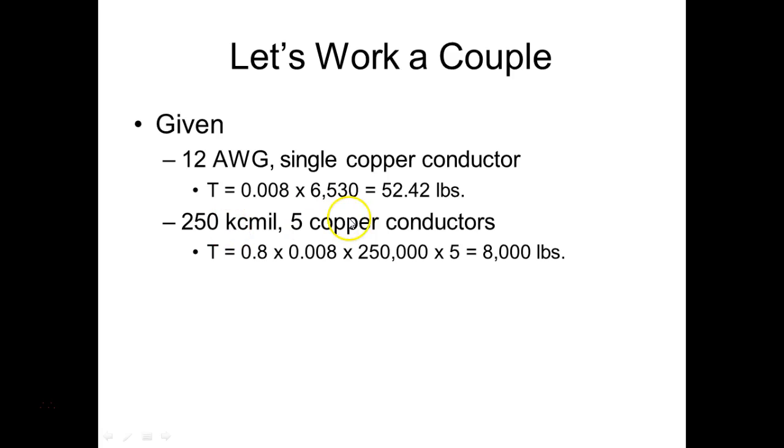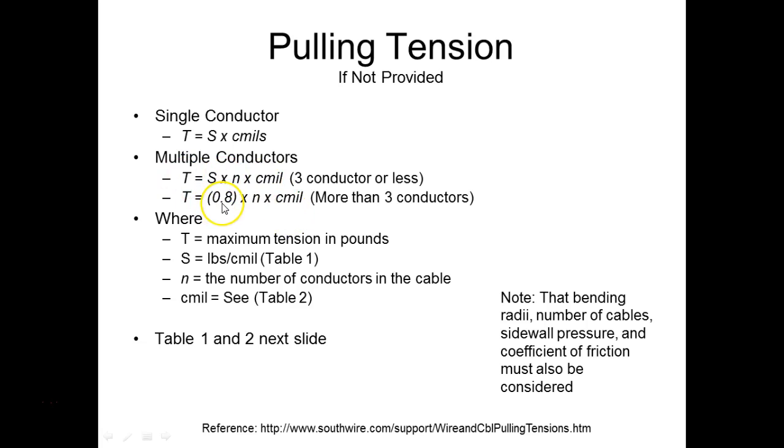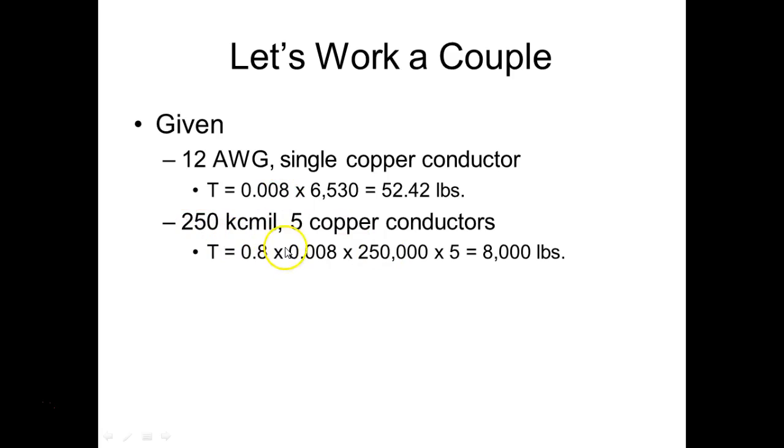Now, this is 250 KC mils with five conductors, which would be a really, really big cable. 250 KC mils has an outside diameter of a half inch. So here we would do five conductors. Let me go back to the formulas, wherever they were at. Here we go. For five conductors, we use 0.8 as a standard. N would be the number of conductors in the cable, and this would be the C mil when more than one conductor. So this would be 250 KC mils. A five conductor cable would be 0.8 times the weight per pound, and then the C mils. That means we could pull this big old cable at 8,000 pounds.